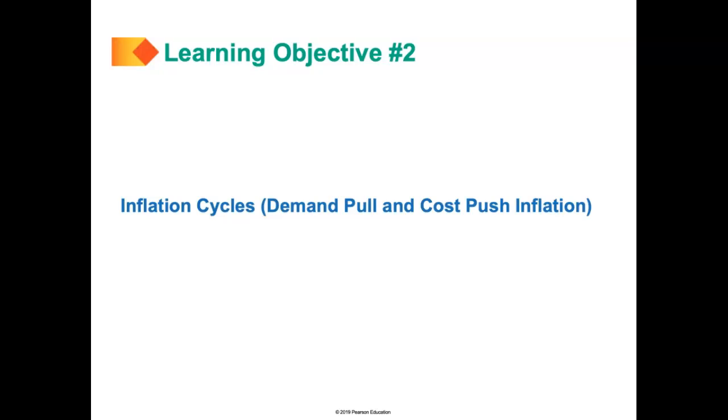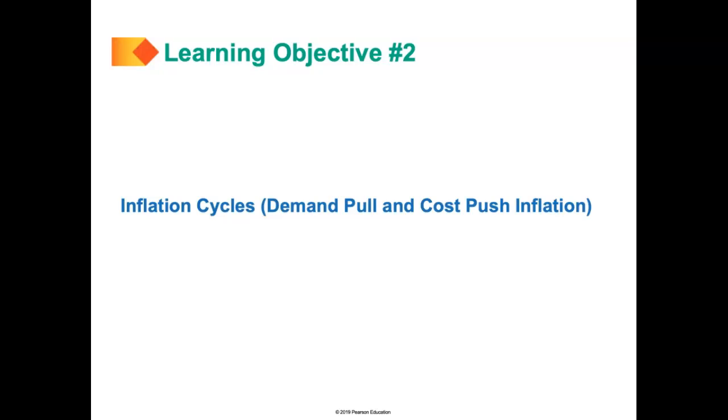Okay, so then objective number 2, we're basically going to look at inflation cycles. Essentially, we're trying to see what determines inflation in an economy. What determines that the price level in an economy rises over time? What determines the cost of living in an economy, or basically in a country? So we have demand pull inflation and we have cost push inflation.